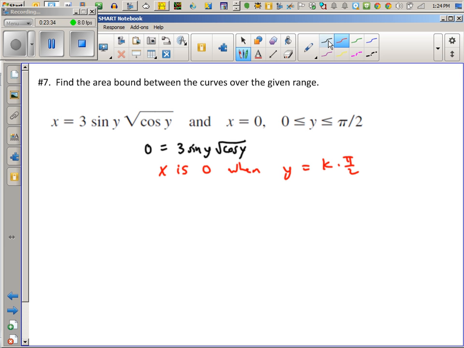Okay, so let's see what that would look like. That's interesting. That's going to form a ton of different y-intercepts. So for each pi over 2 on the y-axis, x is 0.